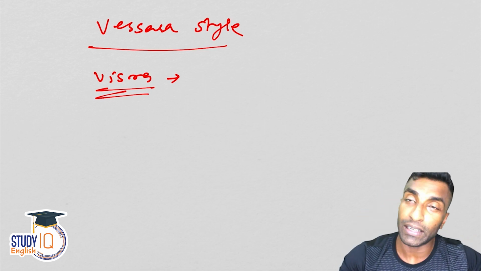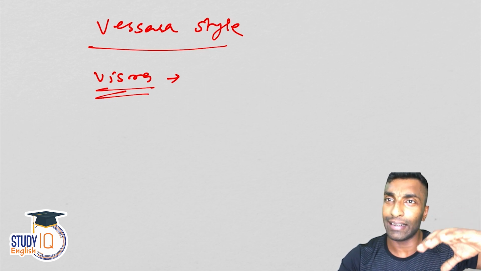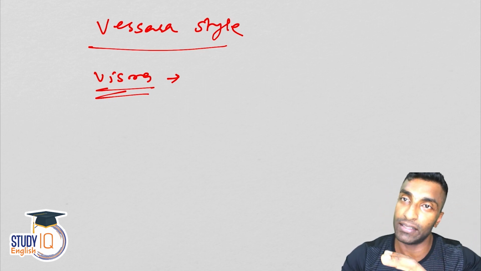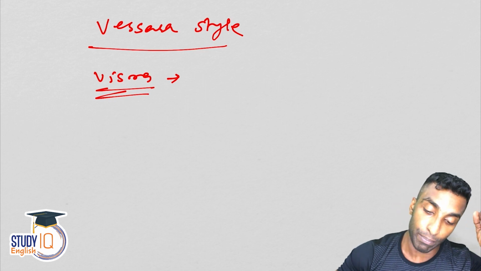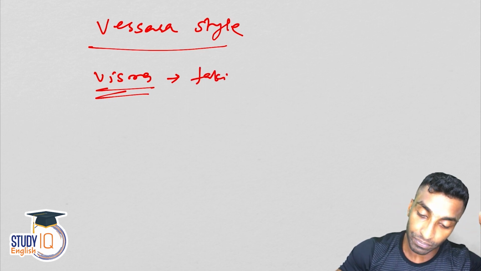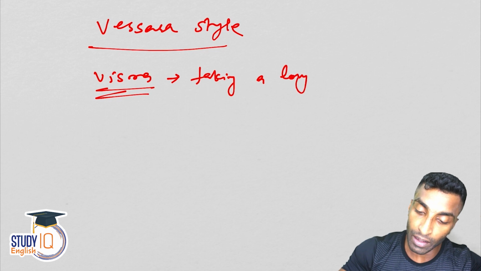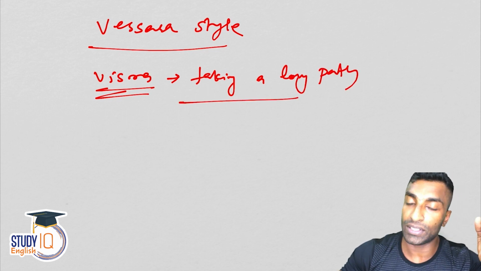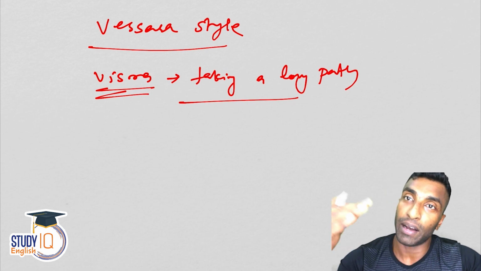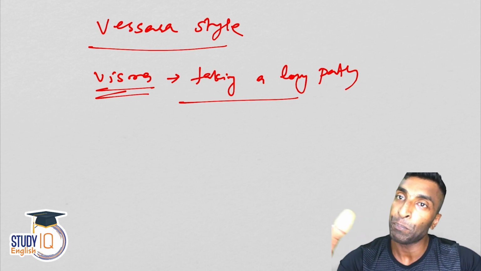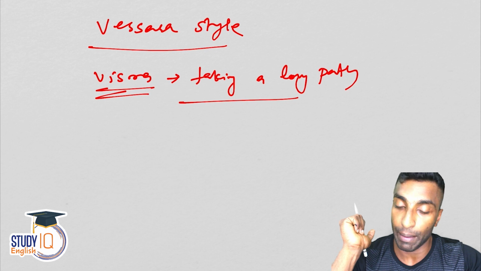So what does that mean? The temples are made at a distance from human habitation. That means people have to walk a long way to reach the temple. So Vesara means taking a long path. What do you mean by Vesara temple? To reach the temple, you have to take a long way. It was located far away from human habitation.